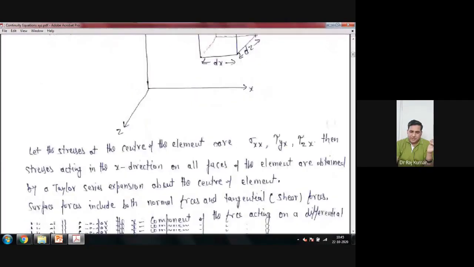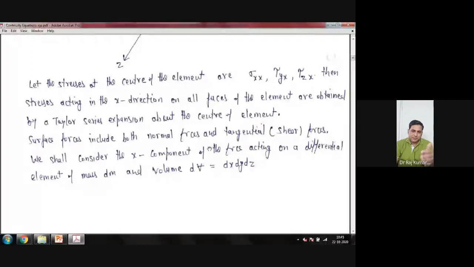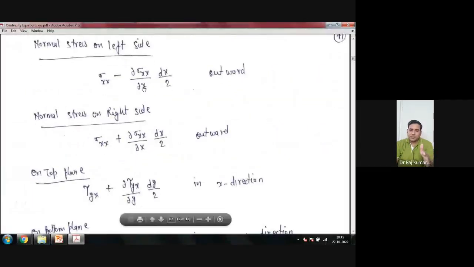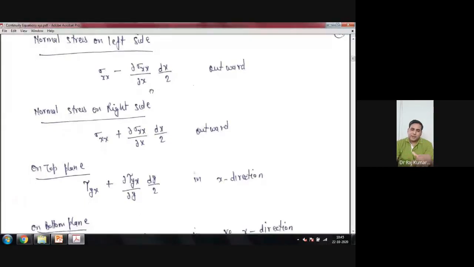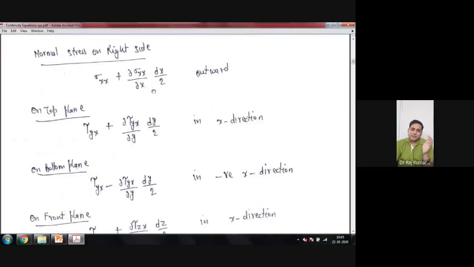So this I explained to you, and then we wrote all these down. The normal stress on the left side, by Taylor's expansion, and then the right side one, and then the top side, the top y plane. So the plane is y, direction is x. Therefore, the first index is the plane, and the next part is always the direction.